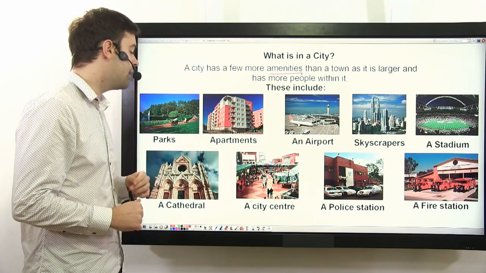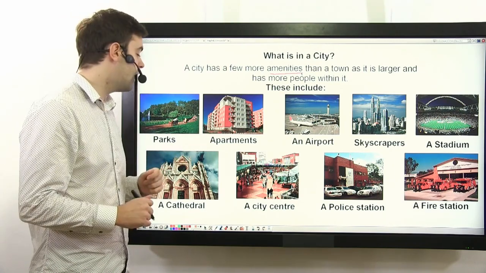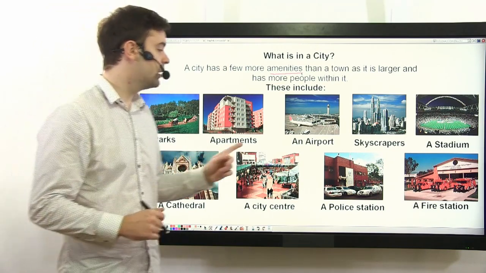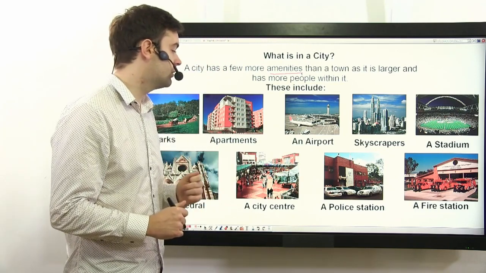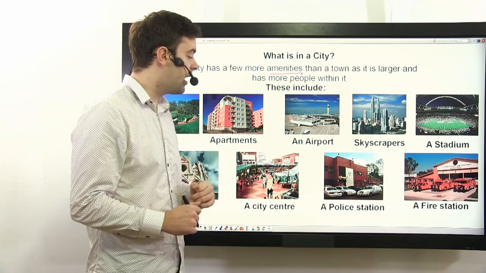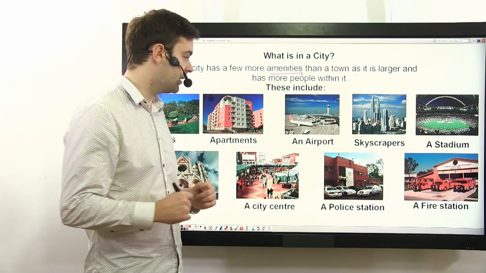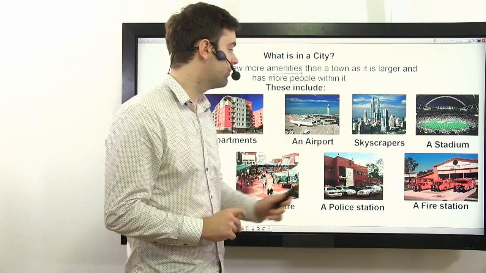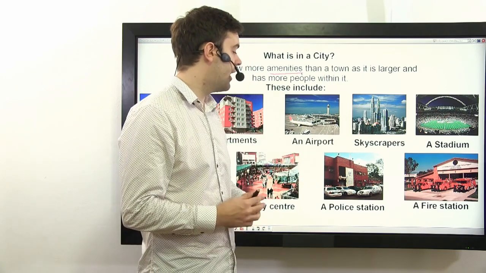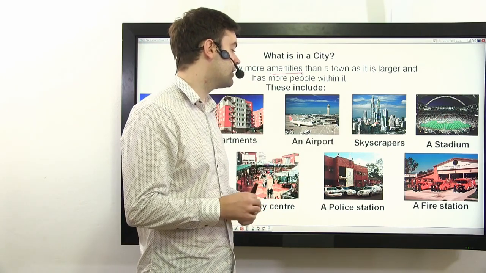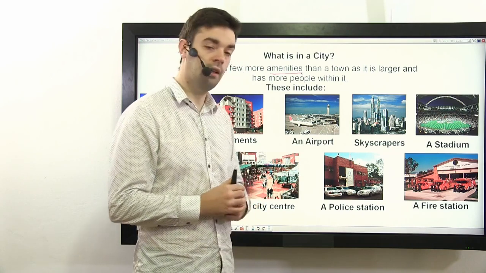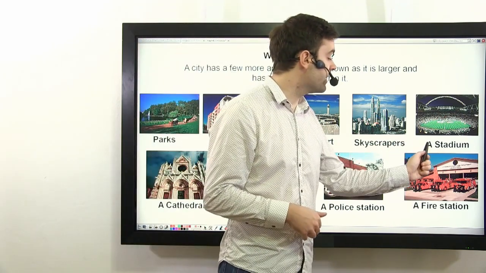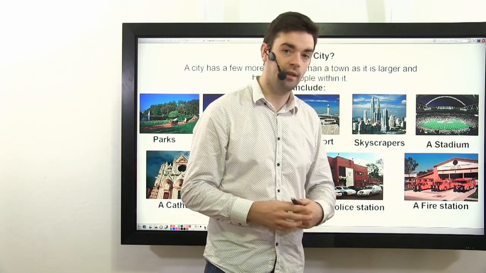You might find apartments. A-P-A-R-T-M-E-N-T-S. Apartments. You might have an airport. A-I-R-P-O-R-T. Airport. You might have skyscrapers. S-K-Y-S-C-R-A-P-E-R-S. Skyscrapers. There might be a stadium.